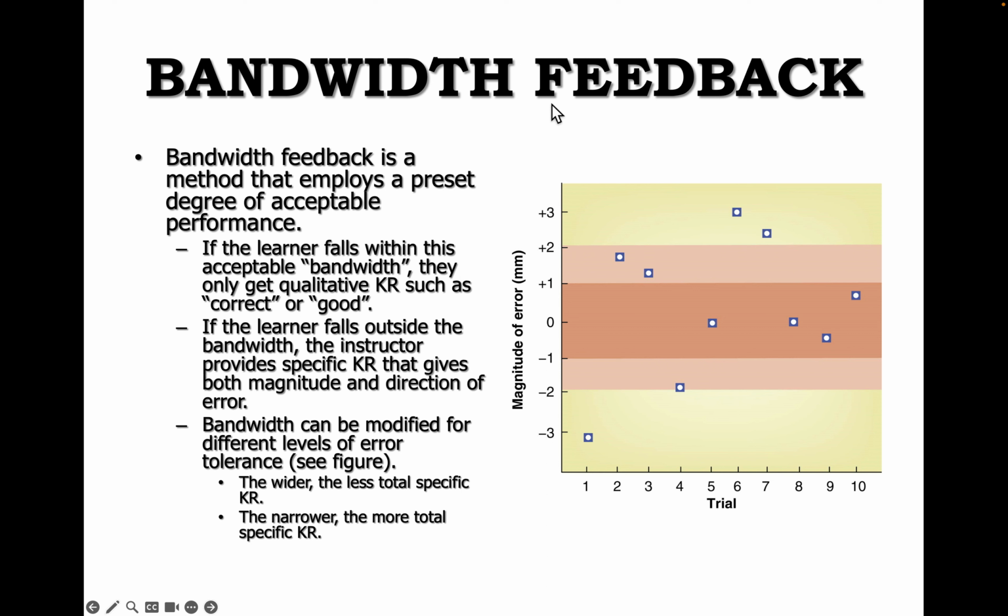Now, another important thing to note about bandwidth feedback is that it can be modified for different levels of error tolerance, meaning that the wider the bandwidth is, the less total specific knowledge of results is given, versus the narrower it is, the more total specific knowledge of results would be given. So maybe for athlete A, you give a very narrow bandwidth of feedback, this dark color. For athlete B, maybe they're given from +2 to -2. So this light salmon plus the dark salmon would be their entire bandwidth feedback.